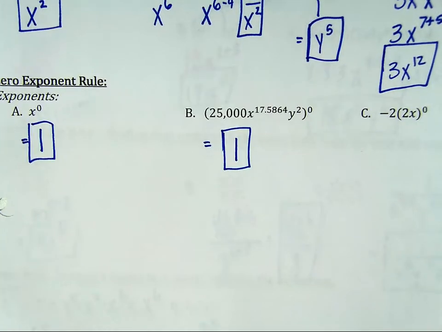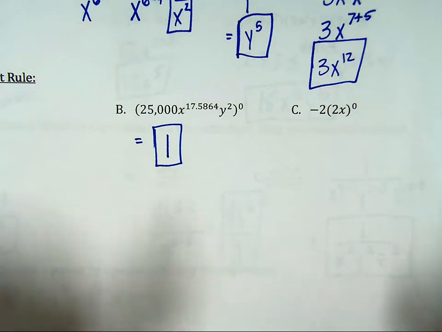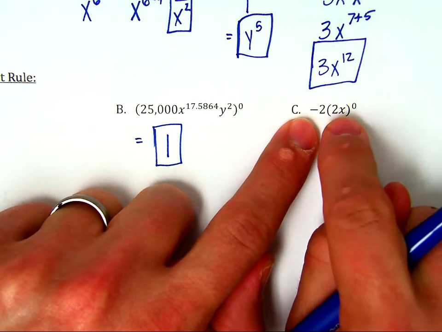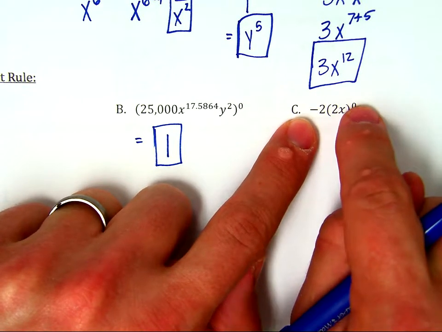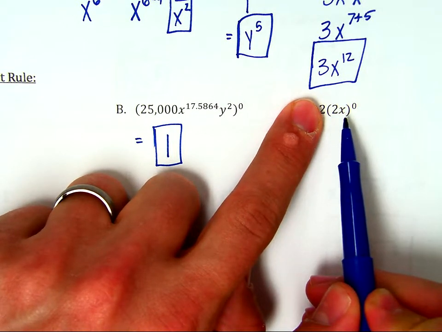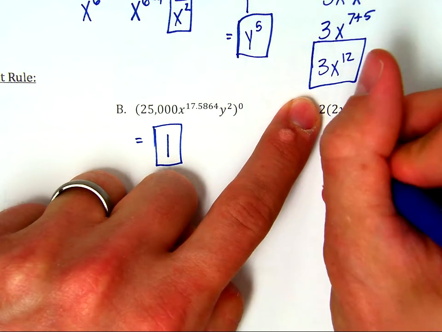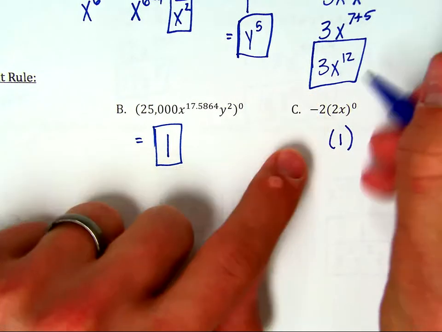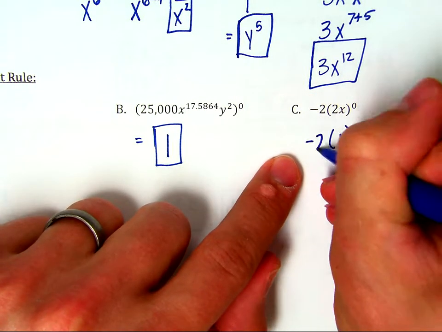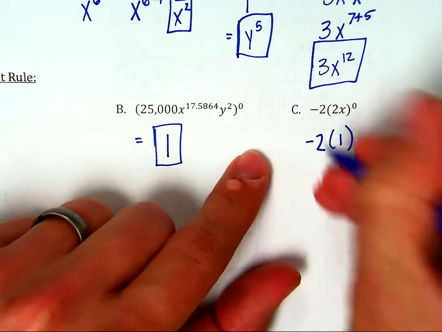And the last one now. Just because you see a zero exponent doesn't mean that the answer is always 1. For C, the only thing that is equal to 1 is the expression that is being raised to the 0. So here, if you notice 2 to the x, this is the only part that's actually being raised to the 0 power. So this is the only part that is equal to 1. The negative 2 is still part of our expression. So now what we have is negative 2 times 1, which is negative 2.